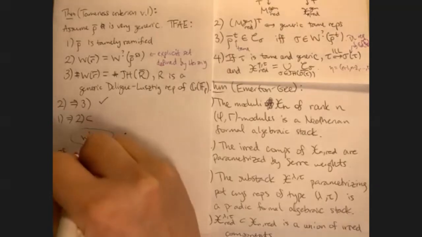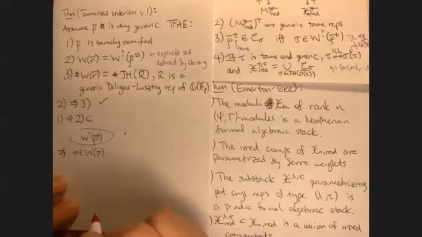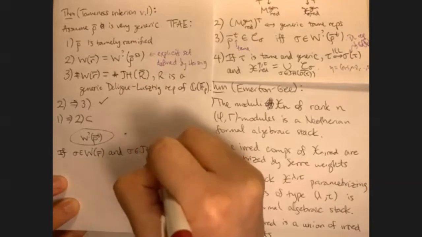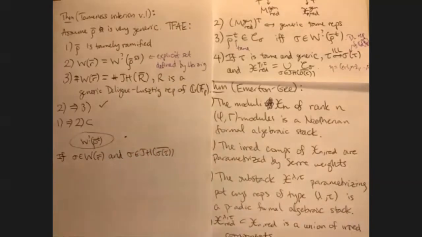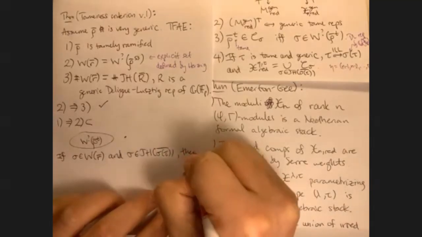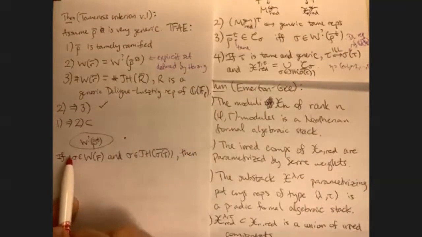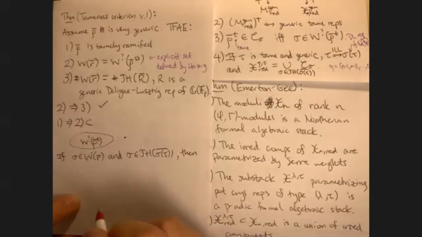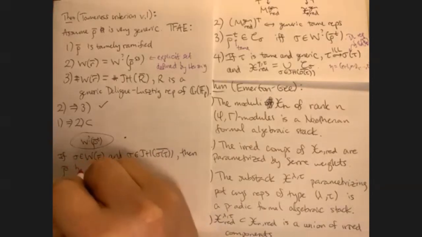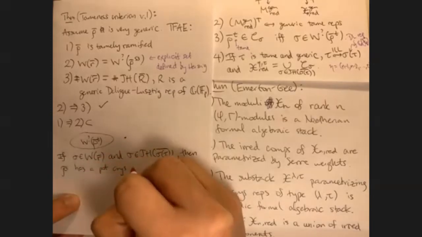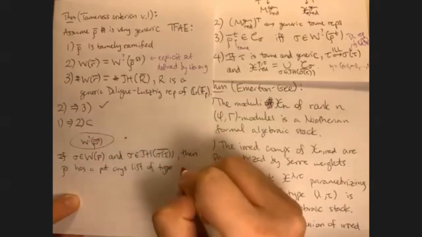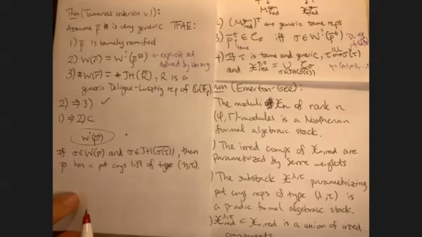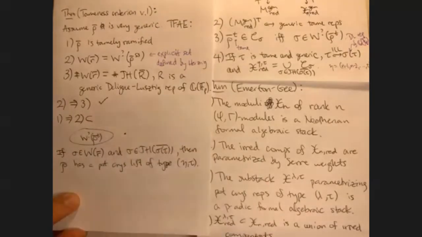So if I have some modular CR weight, and this is a Jordan-Hölder factor of a Deligne-Lusztig representation, then, since cohomology with these coefficients is non-zero, necessarily cohomology with these coefficients is non-zero. And that means that rho bar has a potentially crystalline lift of type eta tau.